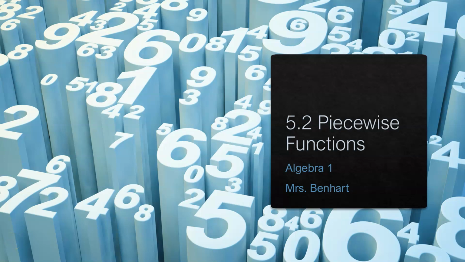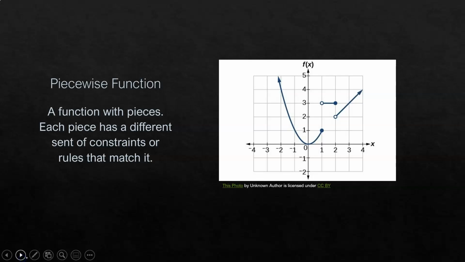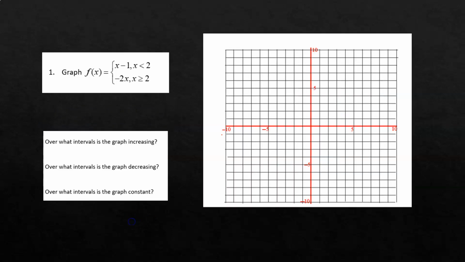Okay, today we're doing section 5.2 and it's piecewise functions. A piecewise function, all it is, is a function with pieces. Each piece has a different constraint or rules that match it. So if you look at the graph, they're just pieces of graphs. That's all. All right. So here's what we're going to do.